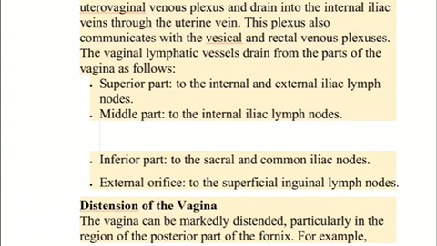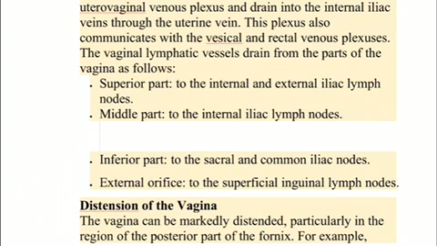The inferior part of the vagina is also taken care of by lymphatic vessels that drain to the sacral and common iliac lymph nodes. Of course, you also have the external orifice of the vagina drained by lymphatics that empty to the superficial inguinal lymph nodes.